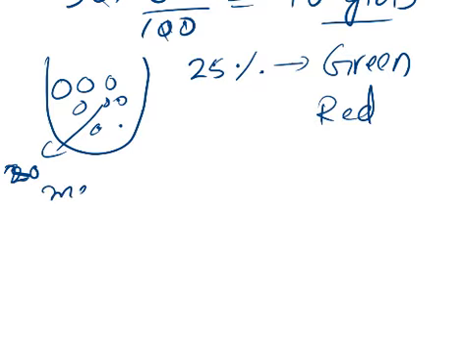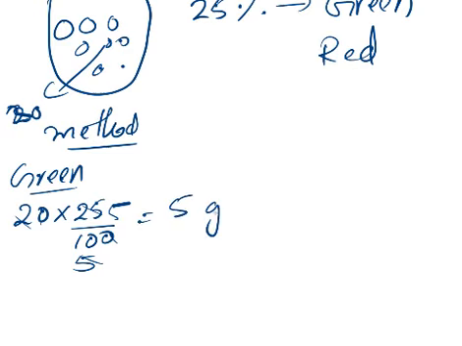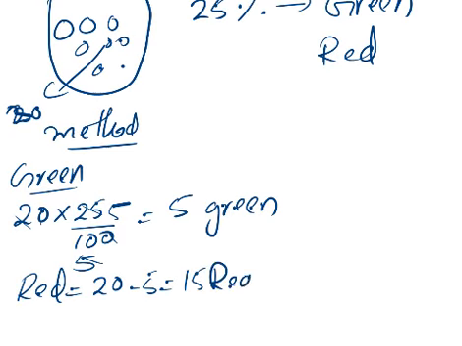So we can follow any of these methods. So first method, first find the number of green balls. So how can we find the number of green balls? The percentage of green balls is 25. So it's 20 times 25 over 100. So it is 5, 2 times 25. So 5 into 5, 25. So there are 5 green balls in your bag. So the remaining balls will be red. So red is equal to total 20 minus this 5, which is equal to 15 red balls.